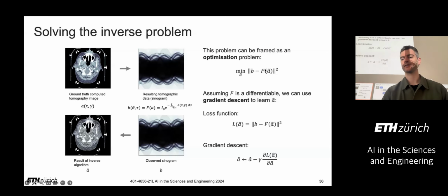So this is an objective function or a loss function, and we can learn A just like we train neural networks, by using gradient descent. So we can get the gradient of this loss function with respect to A, and then do a gradient descent step to learn A.